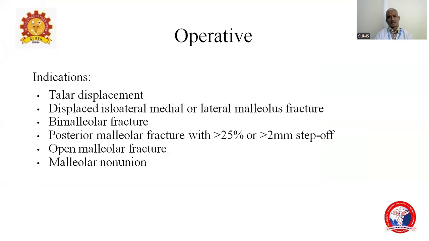Operative: basically we all know that it's a comminuted displaced bimalleolar fracture, posterior malleolar fracture more than 25% and more than 2 mm step-off of the articular surface, the open malleolar fracture, talus displacement is there. Any non-union or delayed union, you go for operative treatment. I repeat, bimalleolar fracture with talus displacement, displaced isolated fractures, bimalleolar or trimalleolar fracture, posterior malleolar fracture with more than 2 mm step-off, and delayed union or non-union.